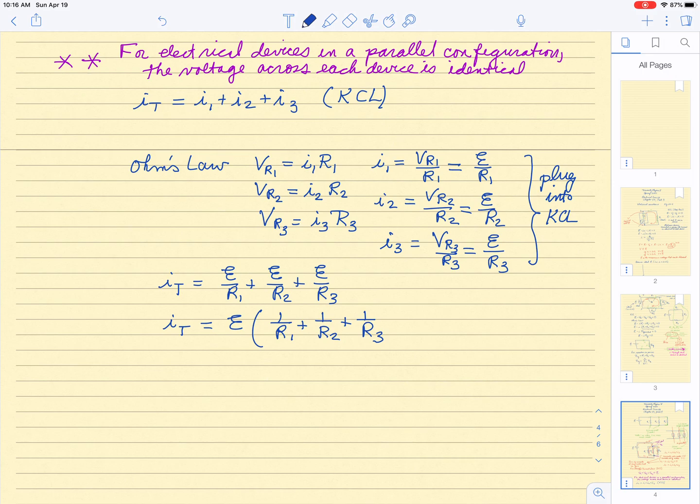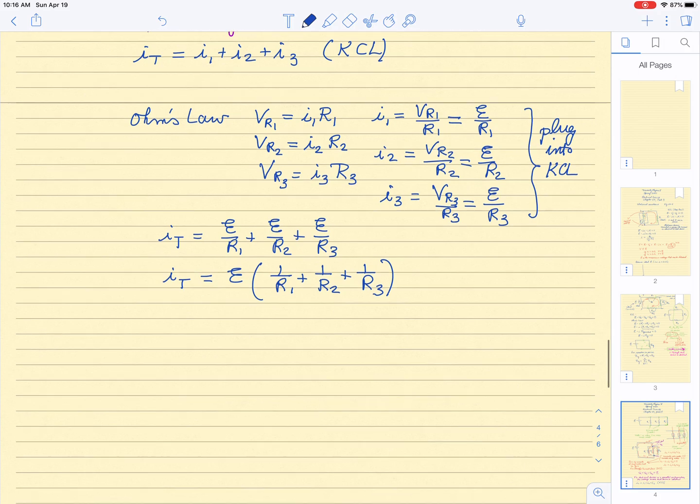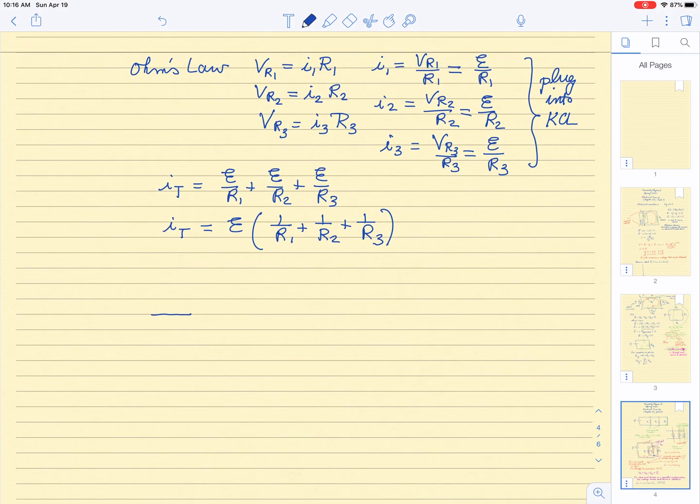And now if we think about what we did with our series circuit, we can think of now transforming our resistors in parallel to a single resistance circuit. But in this particular case, what we want to do is we want to preserve I total. So I total will be going through this circuit.